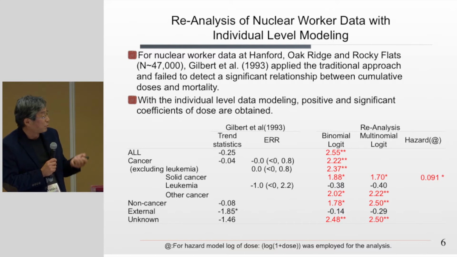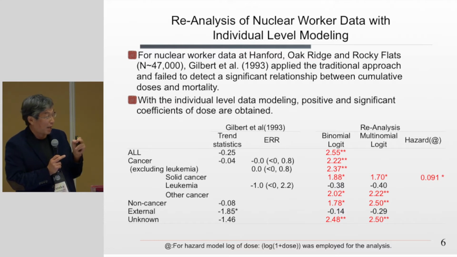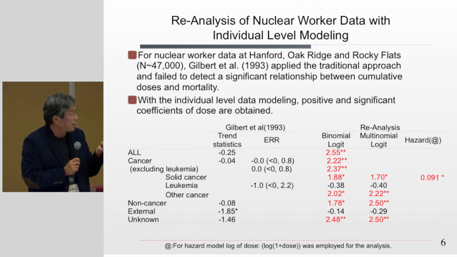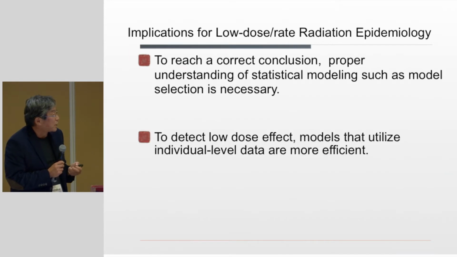Gilbert et al. applied the traditional approach and failed to detect the effect of radiation. These are coefficients. All of them are insignificant. On the contrary, I applied a binomial logit model for each cause, and a multinomial logit, where people die of one cause. And I also applied a hazard model for the same data. And as you can see, I obtained positive and significant coefficients. So this is an implication for low dose rate radiation epidemiology.